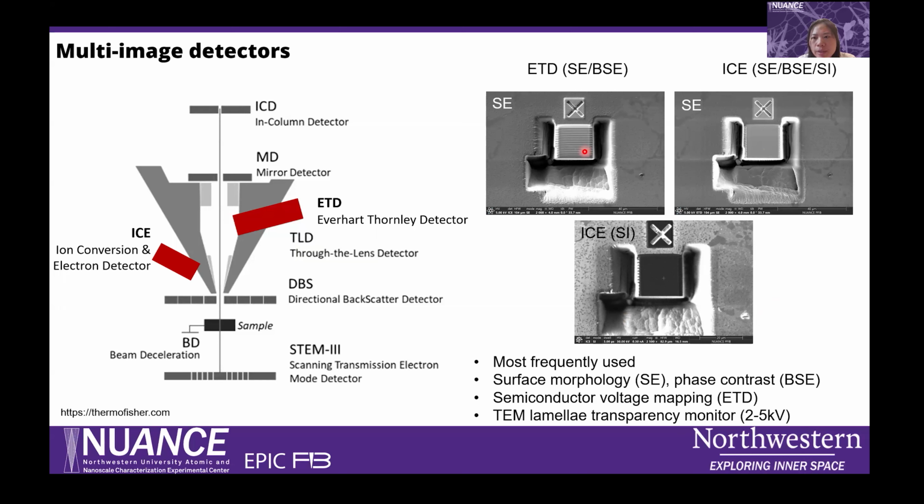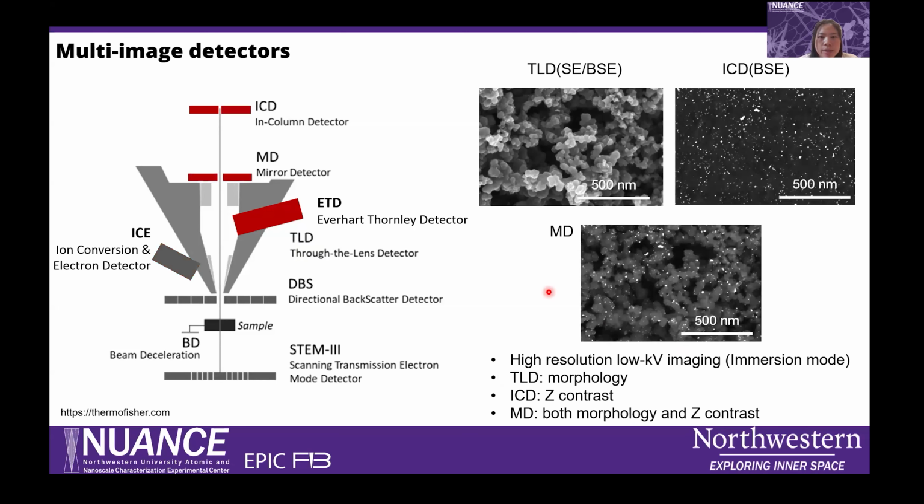Besides, the ETD and ICE detectors also both have the BSE mode for phase contrast, and they are usually used as TM lamella transparency monitors, to check the thickness of the TM lamella. And next is the TLD, through-lens detectors, for high resolution imaging.